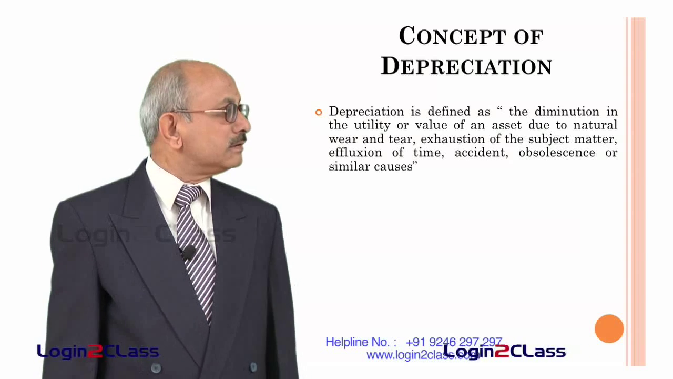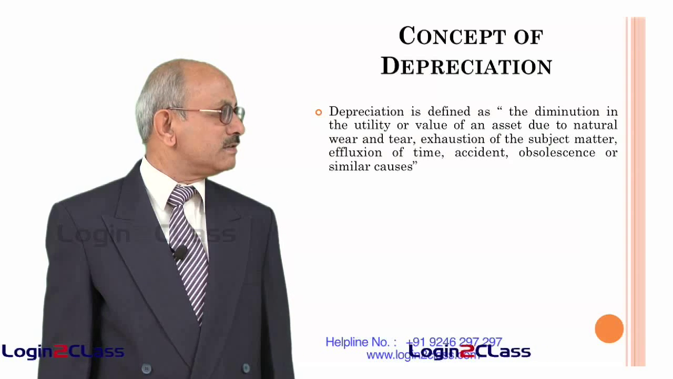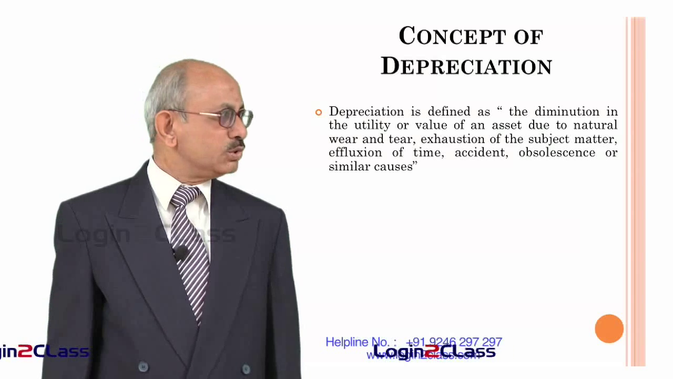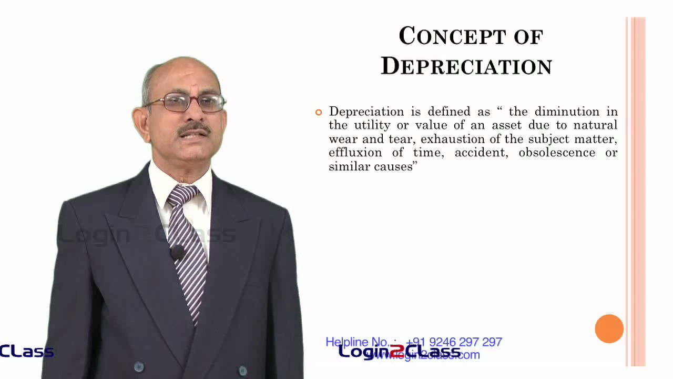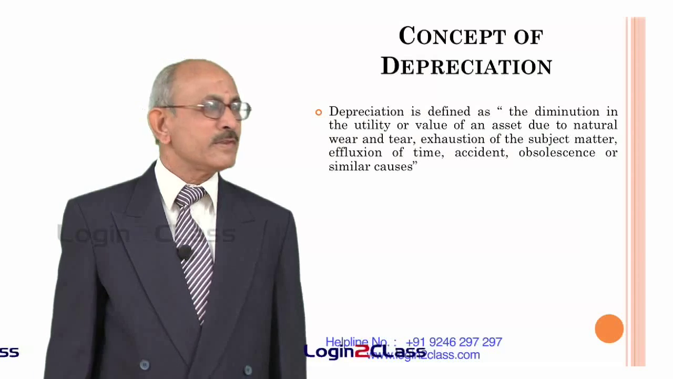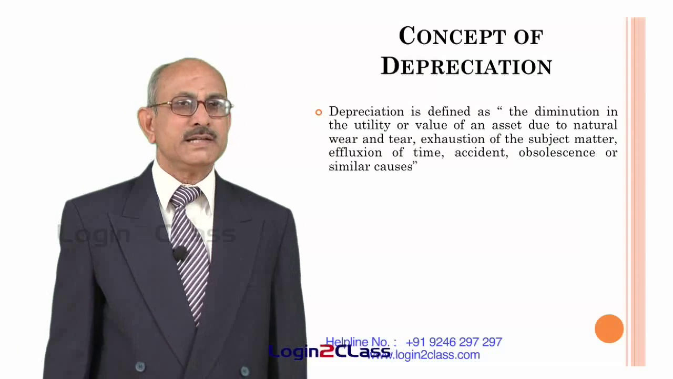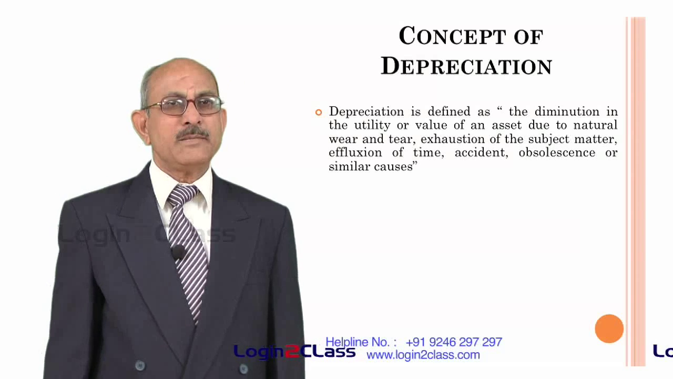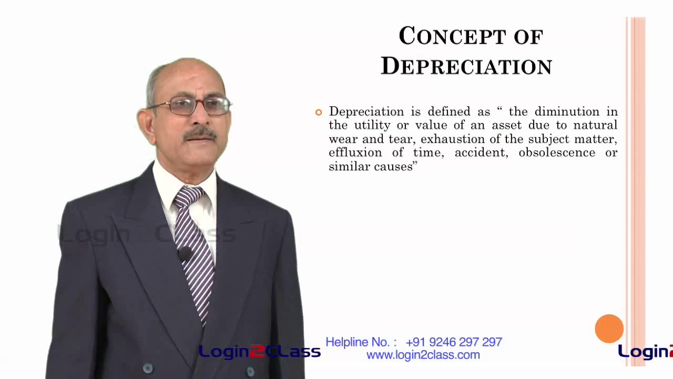So here the words are important. One, it says it is diminution in the utility or value of an asset. That means as an asset is used or because of other factors, there is decrease in the value or the utility of the asset. That has to be measured and that has to be accounted for. So basically it is decrease or diminution in the utility or value of the asset, and this happens because of so many factors, and these factors are also mentioned in the definition.